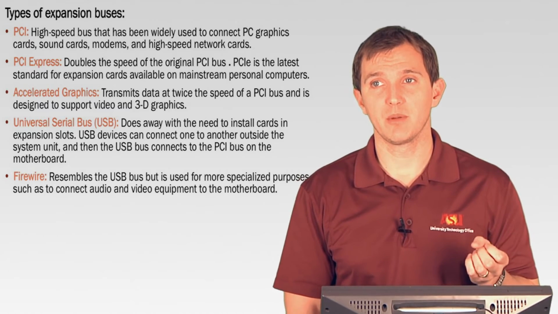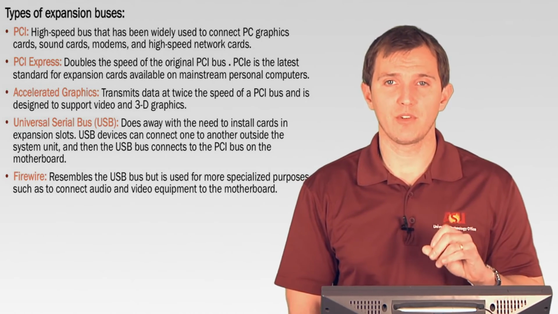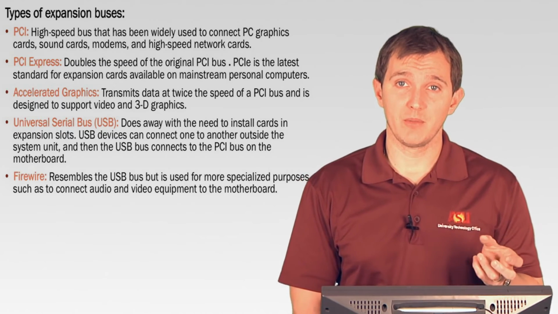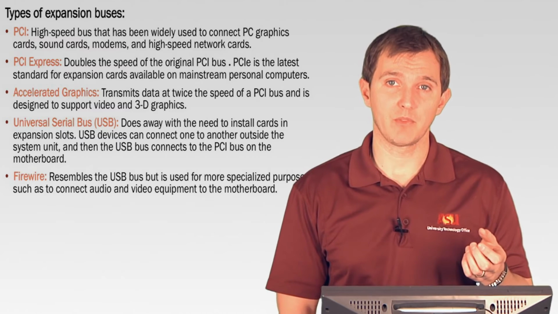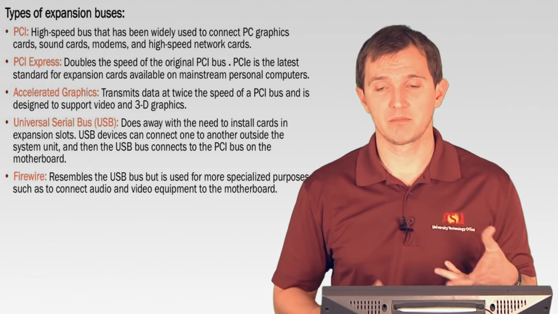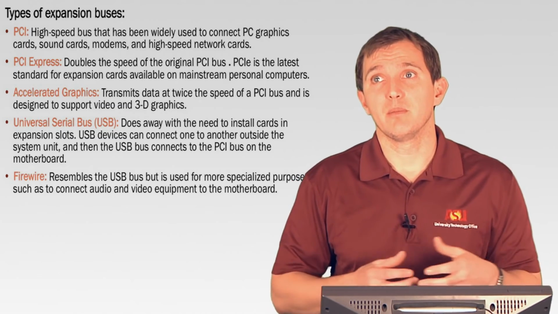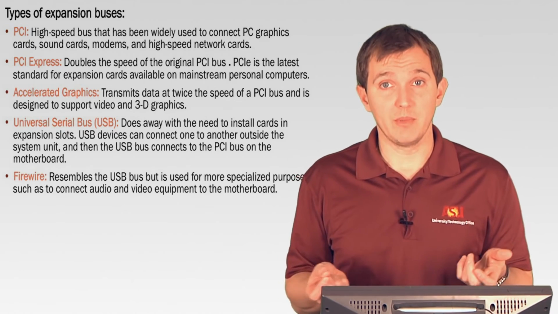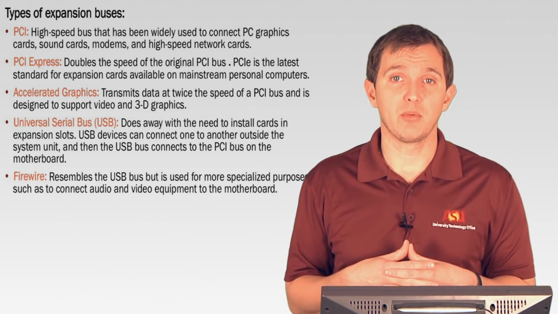FireWire was 400 megabits per second, which is significantly faster than USB 1.1. But then USB 2.0 came out, which is 480 megabits per second. And so FireWire immediately became not irrelevant, but not nearly as used, because USB 2.0 is now faster. And so Macs don't even include FireWire ports anymore.